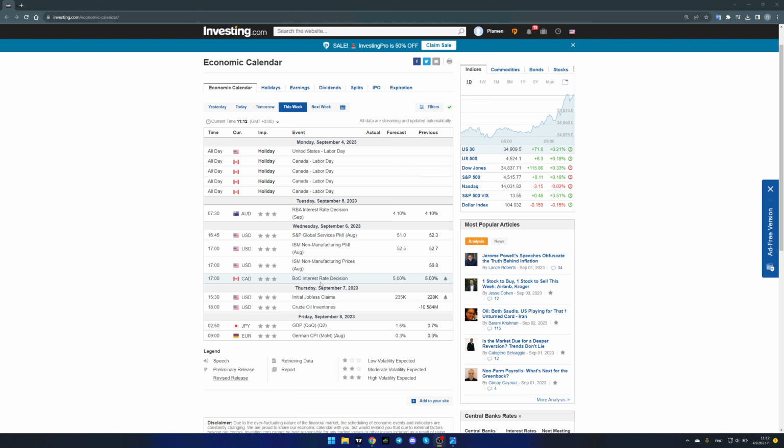Also, there is another important news, which is the interest rate decision for the Canadian dollar. So if you trade currency pairs with the Canadian dollar, you have to make your analysis until this news, and you have to trade after the news because a lot of manipulation happens on very important news, and you have to be careful.